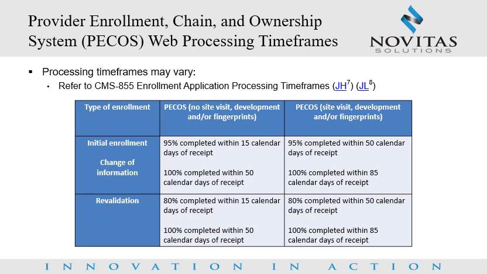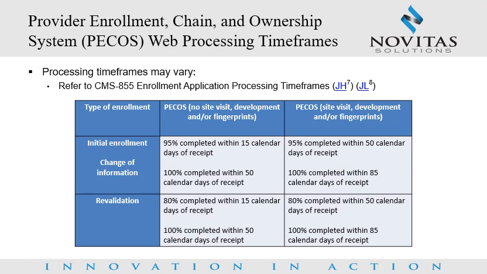For PECOS initial enrollment and change of information applications that do require a site visit, development, and/or fingerprints, 95% are completed within 50 calendar days of receipt, and 100% are completed within 85 calendar days of receipt.